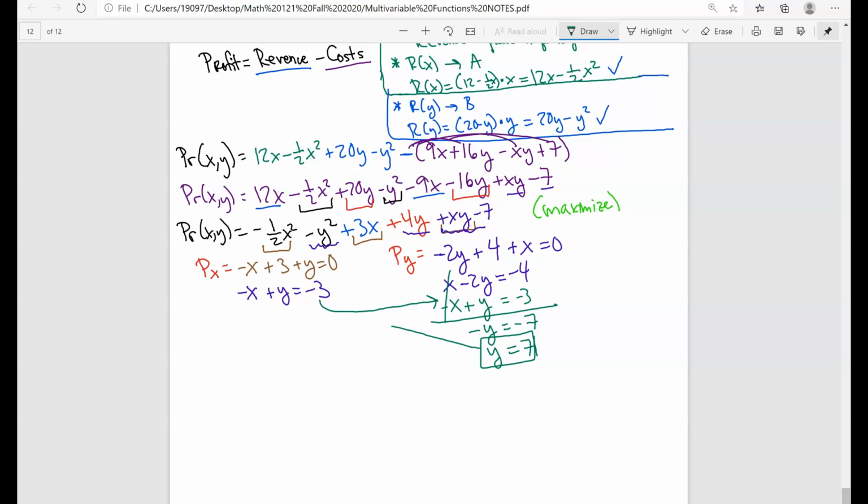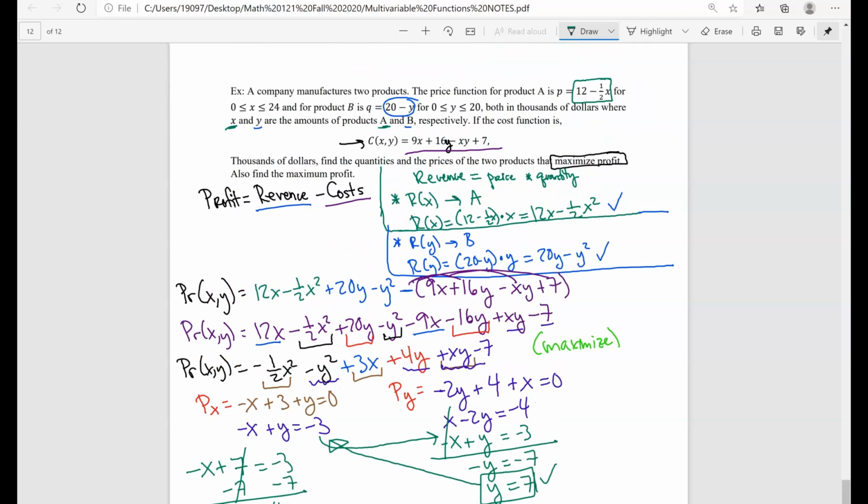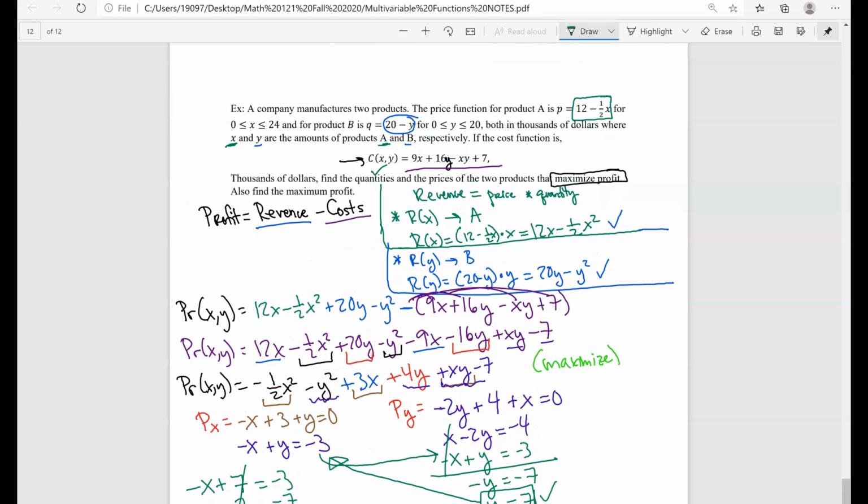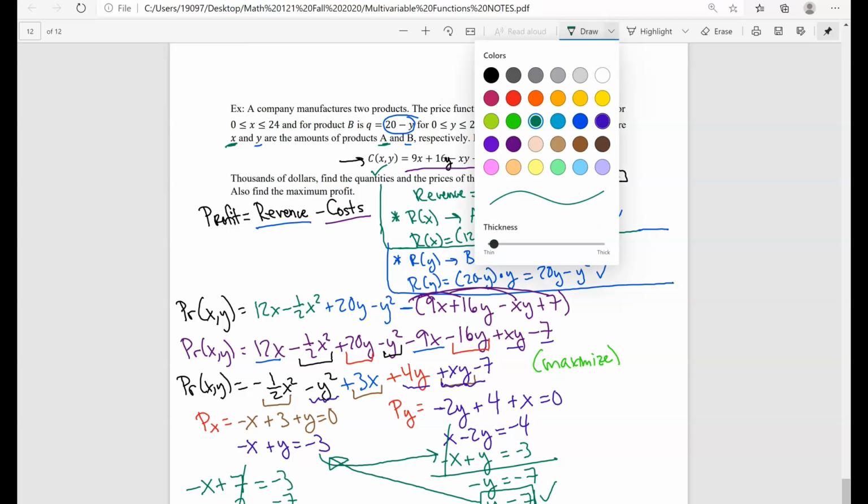Now I'm going to plug that back into the other one. So you're going to get negative x plus 7 equals negative 3. Subtract the 7 over, and I get negative x equals negative 10. So x equals 10. That's going to be the x value that will maximize profit. So these are the quantities. We just figured out what my quantities were. Now what we want to find is my prices.